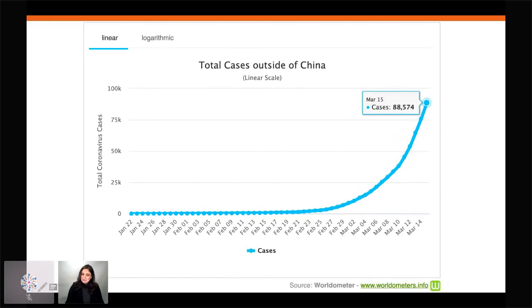And then all of a sudden, around the end of February, it begins to take off. And you can see that this curve is changing, and then soon it shoots up. And within another couple of weeks, we have a worldwide pandemic.